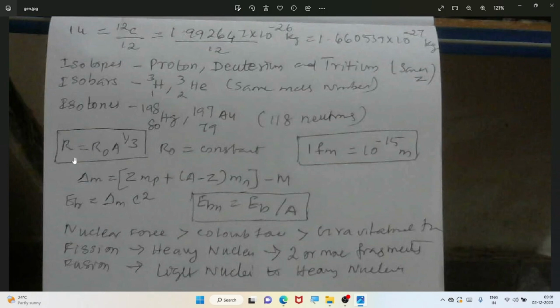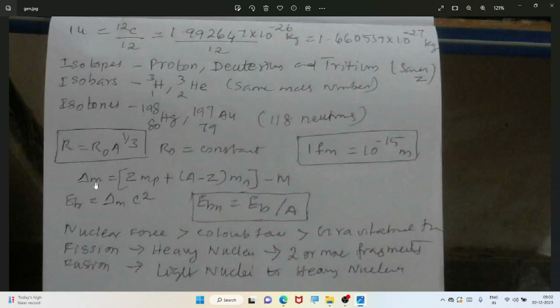This is the relation between the radius of the nucleus and its atomic mass. Radius of the nucleus equals R0 times the atomic mass to the power 1/3. R0 is a constant value. 1 femtometer is equal to 10^-15 meter.